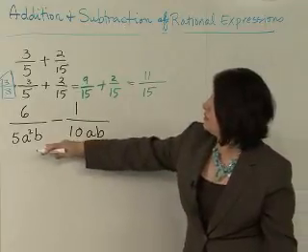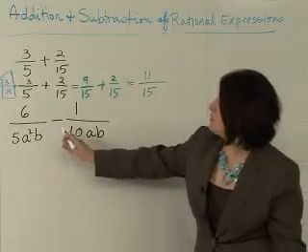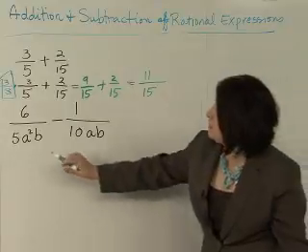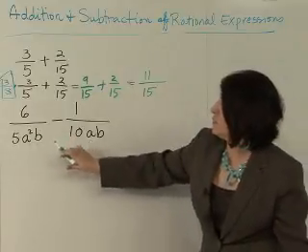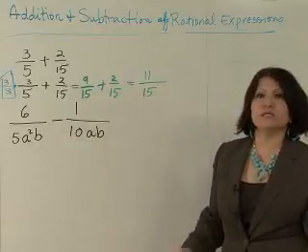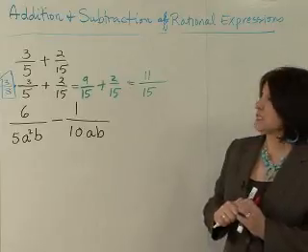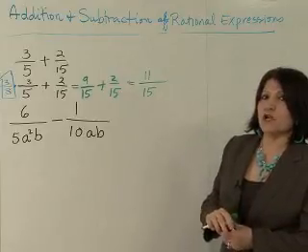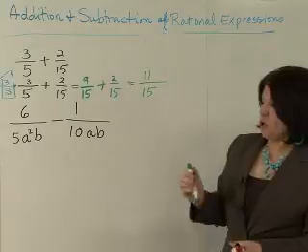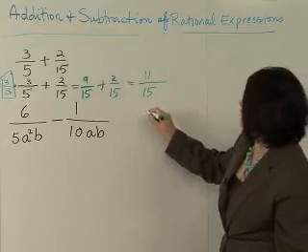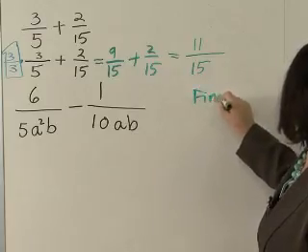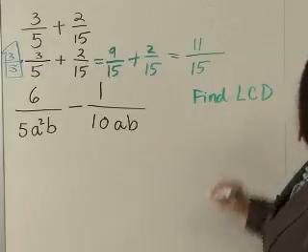So let's look at those two rational expressions. And we're subtracting here. Now, I'm going to look at the denominators. Right when I look at them, I know that they're not the same. The denominators are different. And to be able to add and subtract, they must be the same. So my first step to do is find the LCD, find the least common denominator.